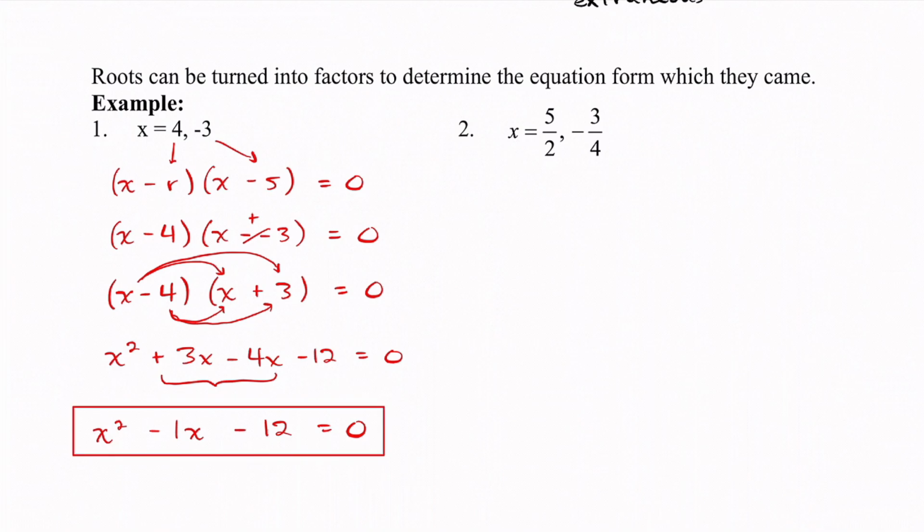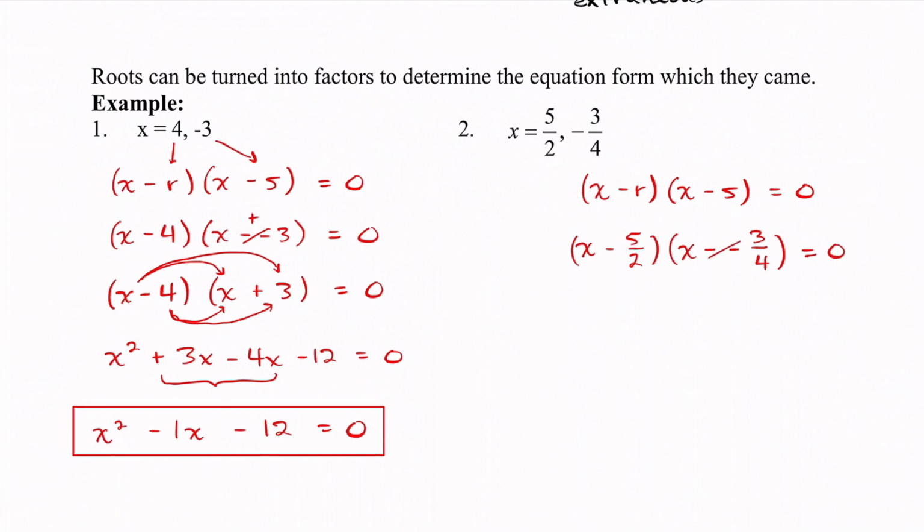Okay, looking at the second one, we're going to start similarly. So it's just going to be x minus r, x minus s equals 0. Don't forget, always put the equals 0. And then we're going to put those terms in. So x minus 5 over 2 is our first one. And the order that I put them in doesn't matter. I could have put in the negative 3 over 4 first. And then in that second one, the two negatives again are going to cancel, going to give me a positive. So I get x minus 5 over 2 times x plus 3 over 4.